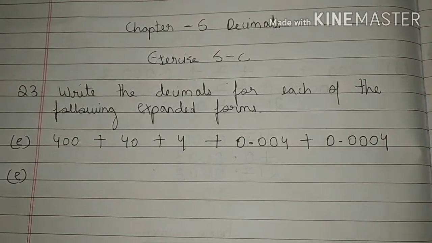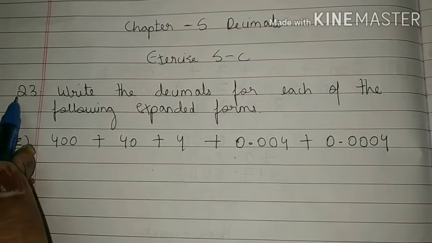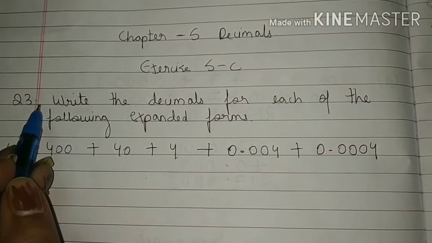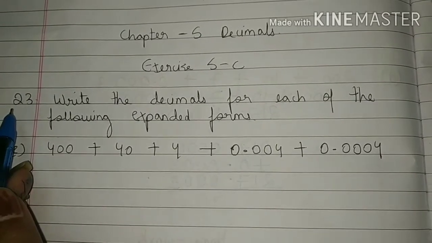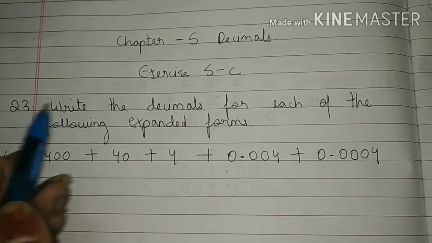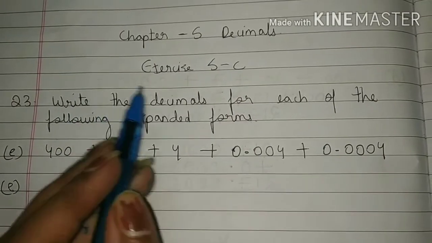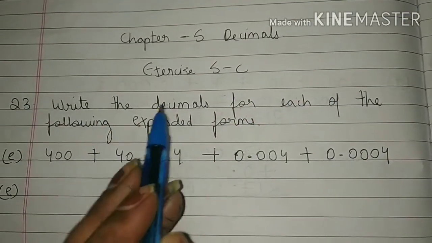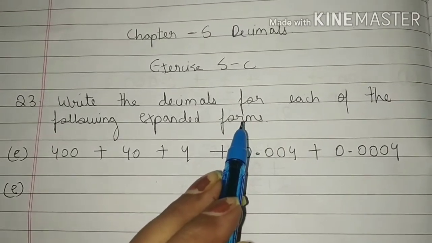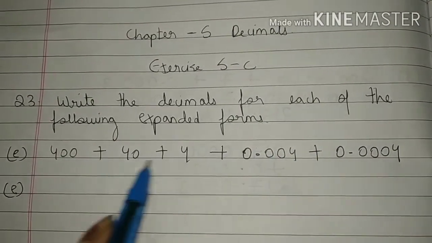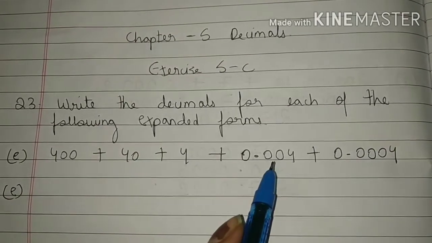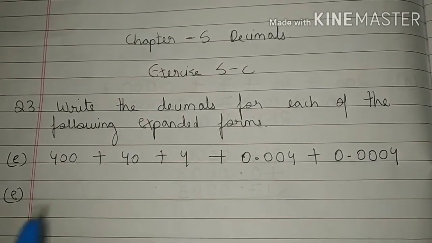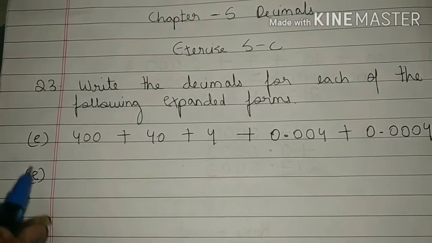Students, on Thursday we have studied question 3, in which we have completed A to D part. So today also we will continue question 3. Write the decimals for each of the following expanded forms. Now students, you can see here numbers are written in the expanded form and we have to write the short form of these expanded forms. Students, come to E part.